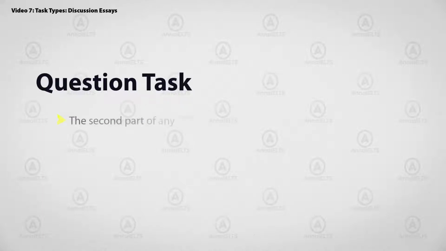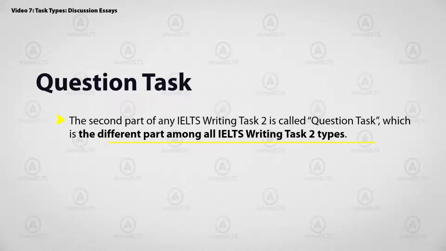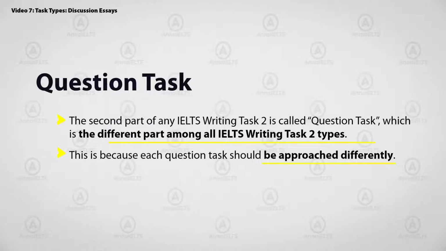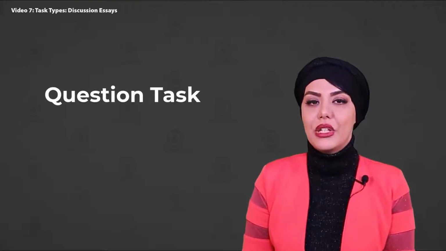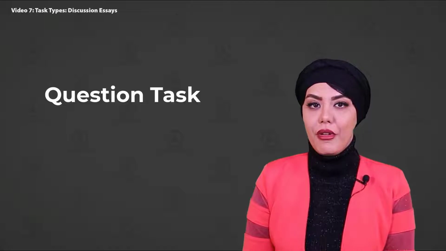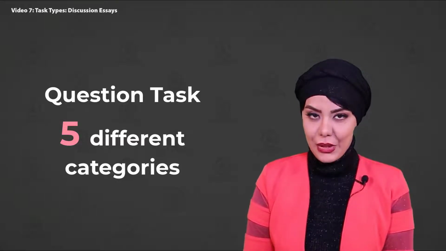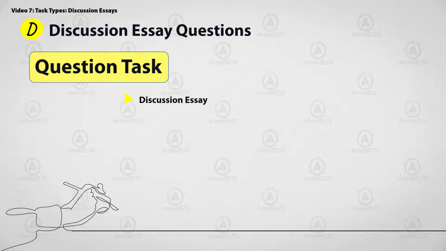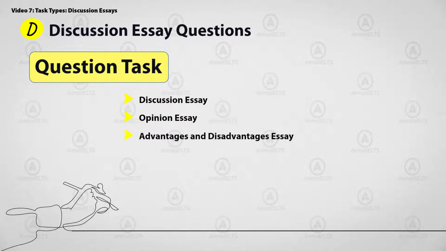Question task. The second part of any IELTS writing task 2 is called the question task, which is the different part among all IELTS writing task 2 types. This is because each question task should be approached differently. By analyzing question tasks in many different IELTS writing task 2, we were able to group them in 5 different categories: discussion essay, opinion essay, advantages and disadvantages essay, double question essay, mixed design essay.